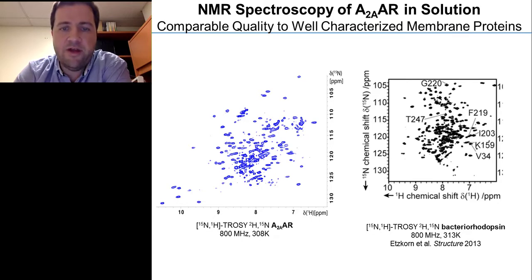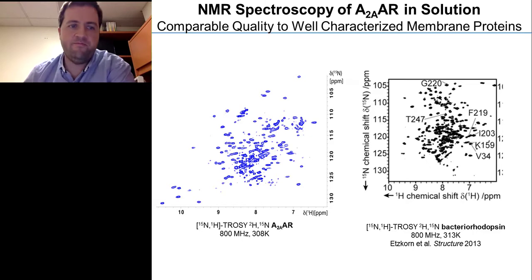some published NMR data from the Gerhard Wagner laboratory, in which they measured TROSY NMR spectra of a protein expressed in E. coli. This is bacteriorhodopsin, which is also a 7-TM protein, but not a GPCR. And you can see at first glance the quality of the two spectra are comparable, indicating that we have, again, very high quality, high resolution NMR data that we can use to learn something new about the protein.